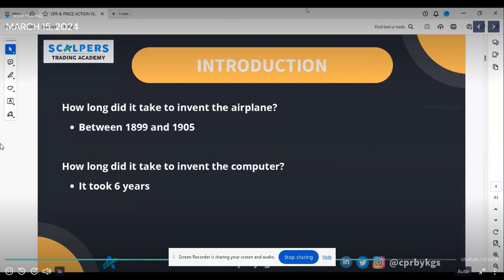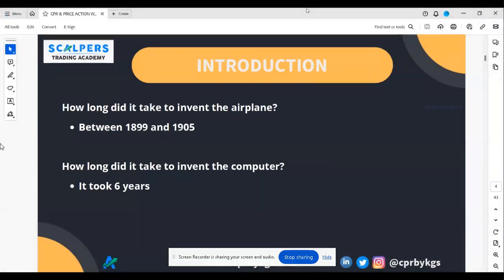Let's discuss about risk management practices. How long did it take to invent the aeroplane? Before that, I would like to give some small intros. Like, how long did it take to invent the aeroplane between 1899 to 1905? So look at the number of years it took, almost 6-7 years. And how long did it take to invent the computer? The first computer took almost 6 years.